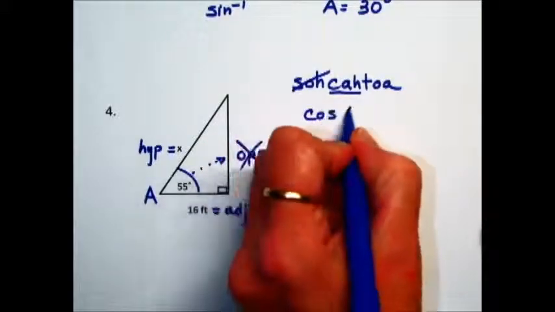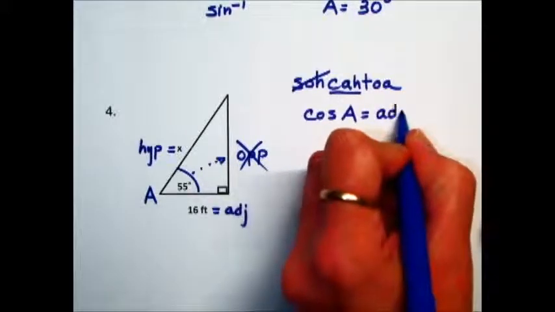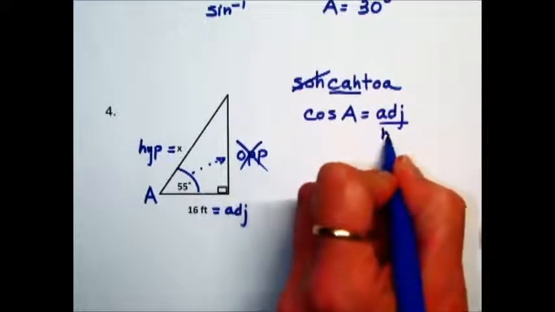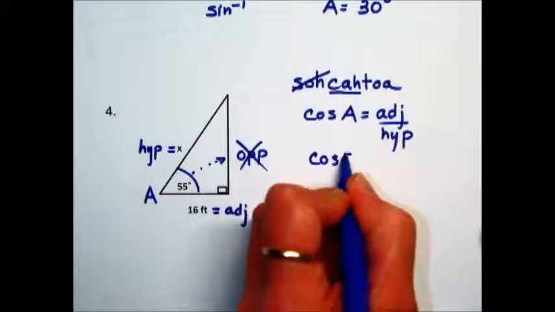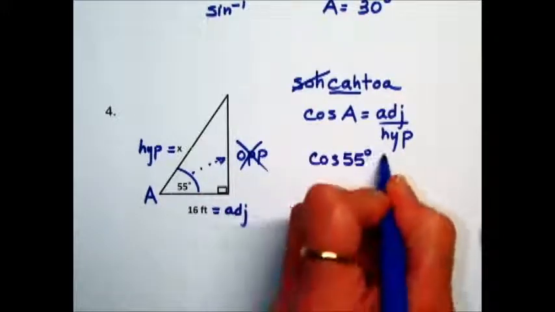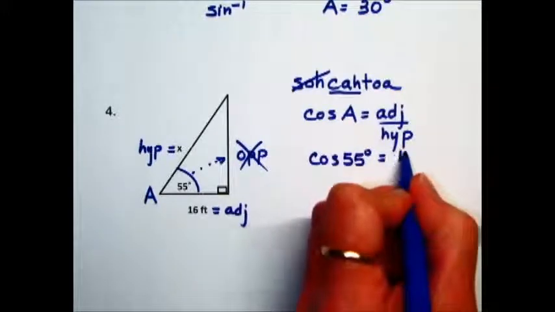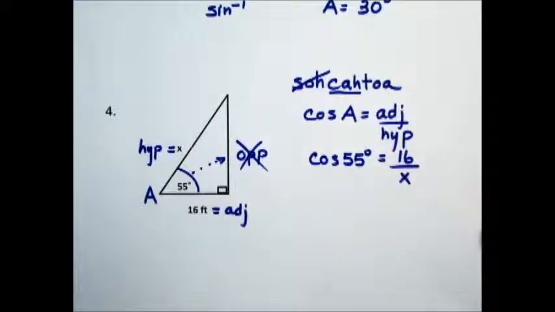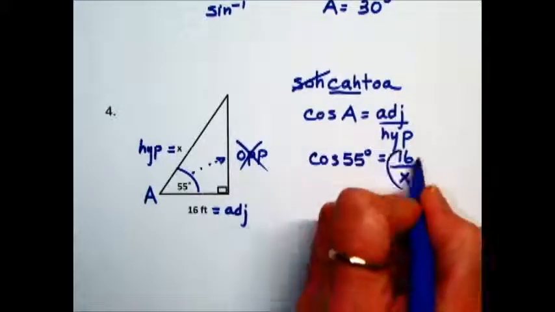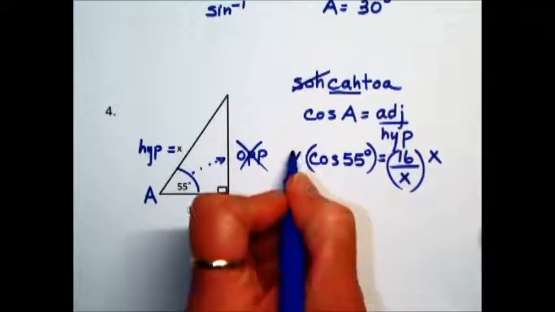The cosine of an acute angle in a right triangle is the adjacent over the hypotenuse ratio. We know the angle measurement for this problem, so we'll replace A with 55 degrees. The adjacent side is 16, and the hypotenuse is what we're looking for. To solve this problem and to eliminate the denominator to start with, we will multiply both sides by that denominator value, or x.